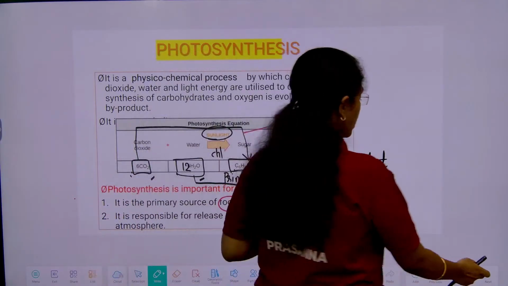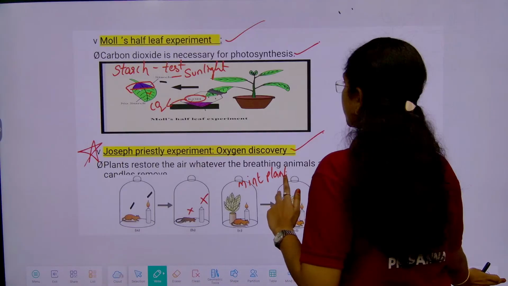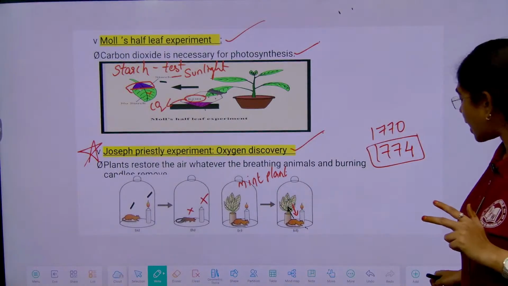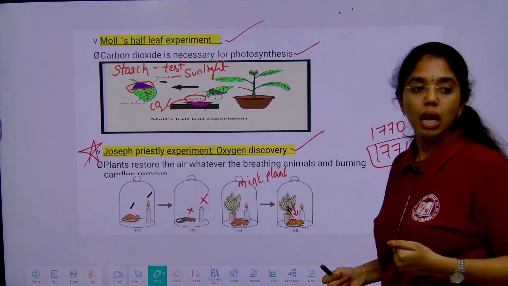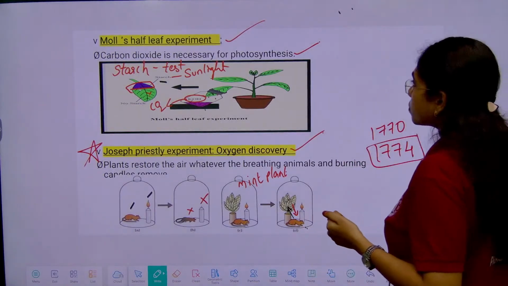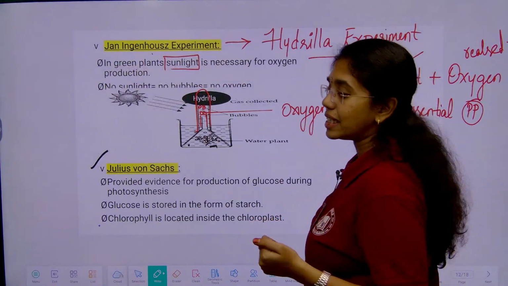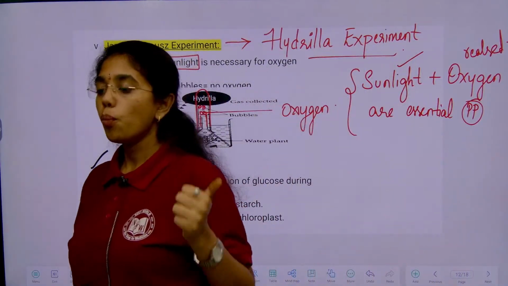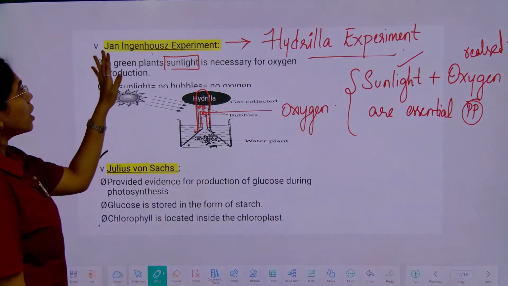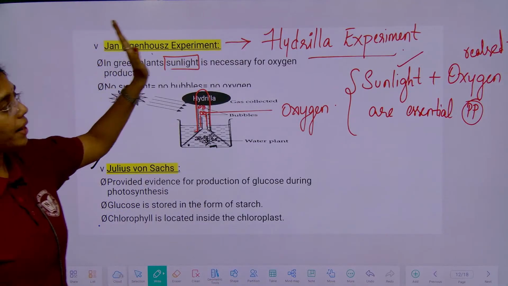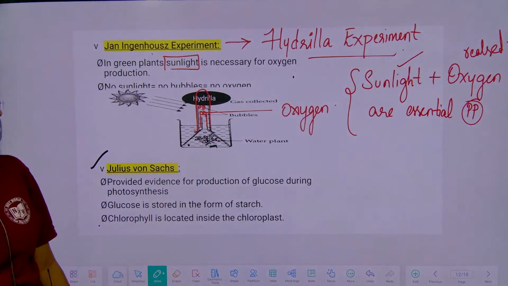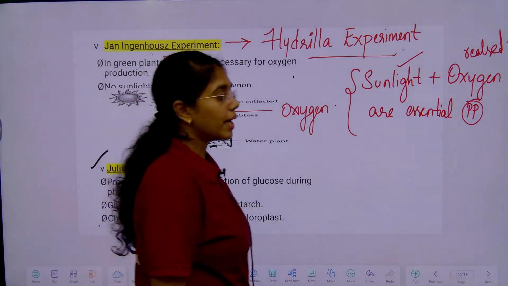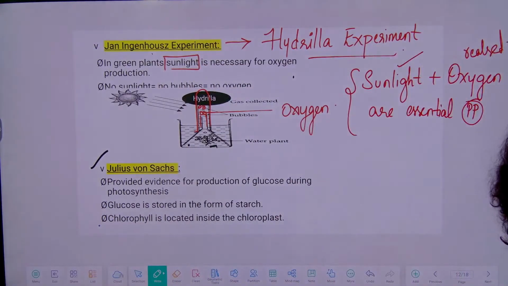And third is what? Jan Ingenhousz experiment. That is the hydrilla experiment. The bell-jar experiment is clear, no? Oxygen discovery, some gaseous exchange between plants and animals. And then carbon dioxide is essential for photosynthesis, said by Moll's half-leaf experiment. Jan Ingenhousz, who did the hydrilla experiment, proved that sunlight and oxygen are essential for photosynthesis. Clear?